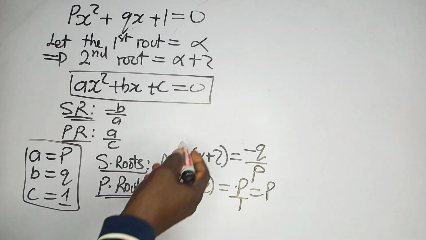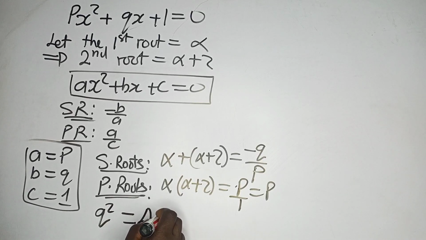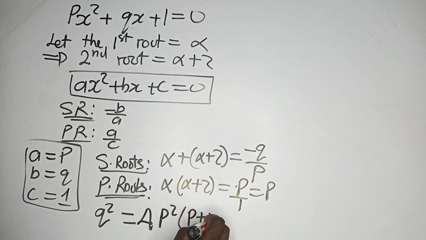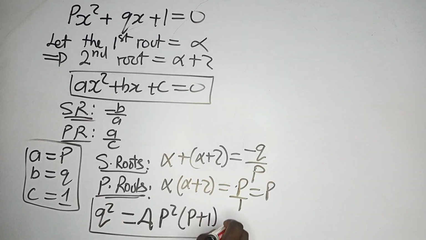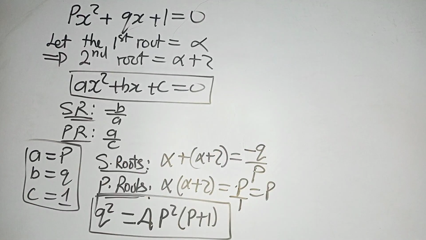Okay, we have these expressions here. We are told to show that, let's write what we want to get. We want to show that q squared is equal to 4p squared into p plus 1. This is what we want to show. Given this information, can we derive this expression? That's the challenge here. If you look at the expression, there's no alpha in it.